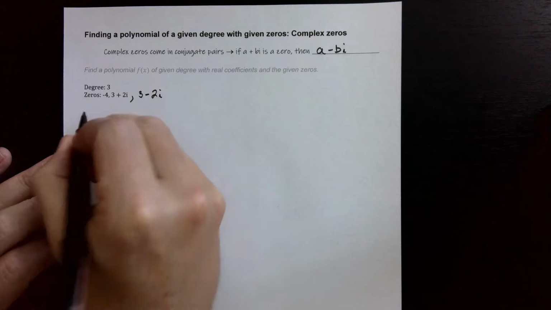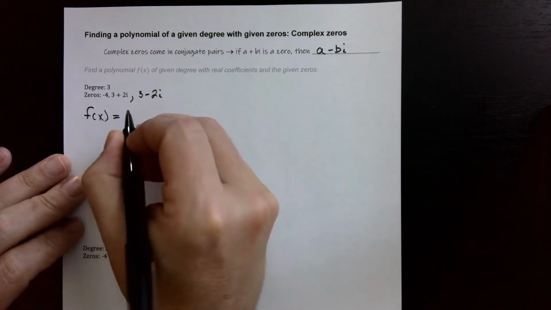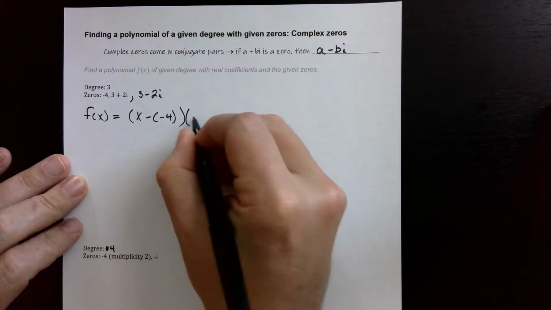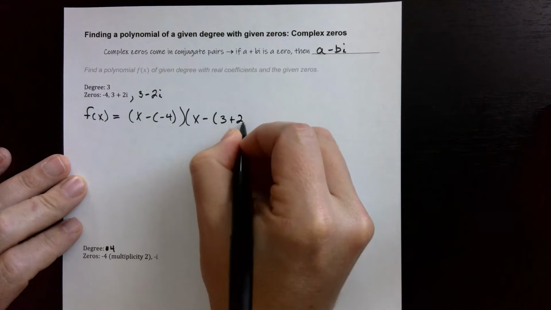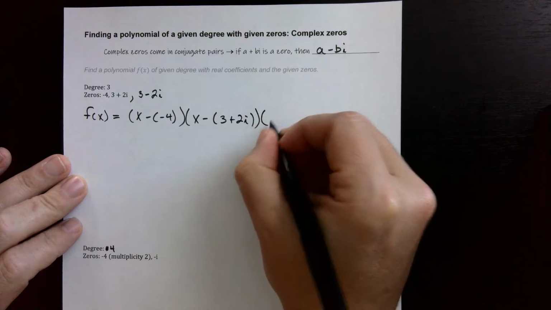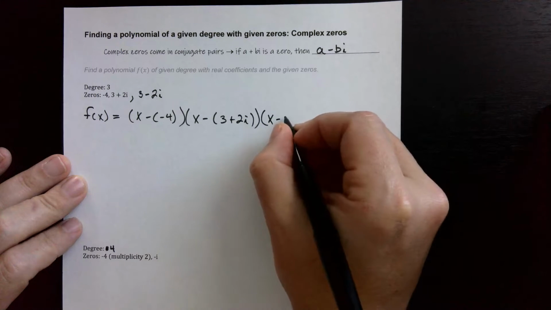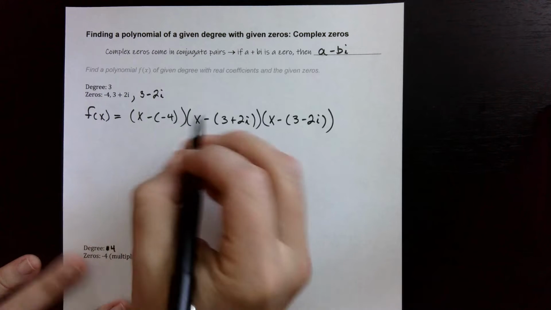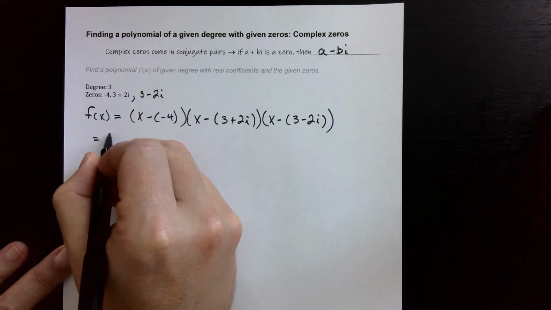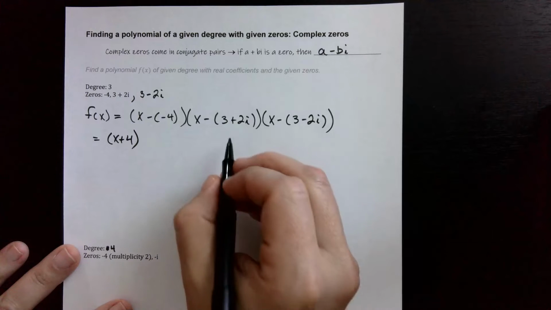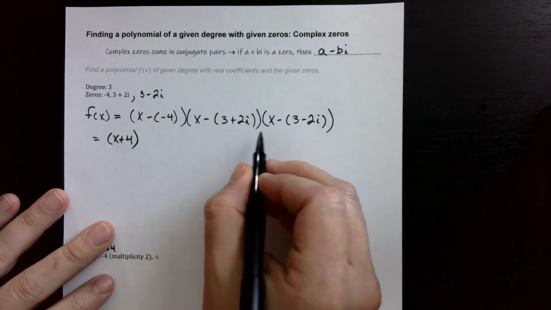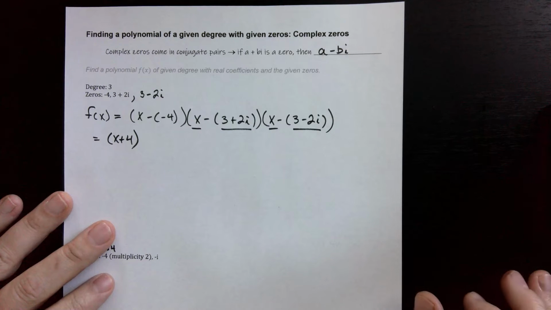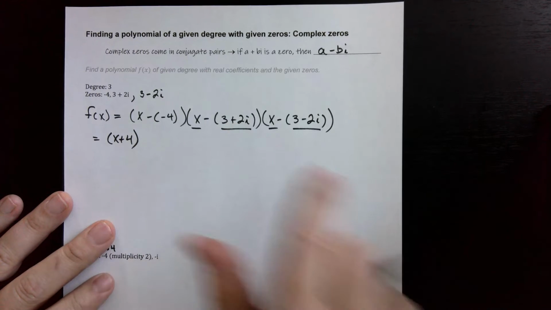If we write it in factored form, we'll call it f of x. This would be x minus -4, and then x minus (3 plus 2i), and then x minus (3 minus 2i). The first one, of course, would be x plus 4. On this, I'm going to multiply this out. Like in the previous video, I'm going to use it as 4 terms to multiply, keeping the 3 plus 2i together.